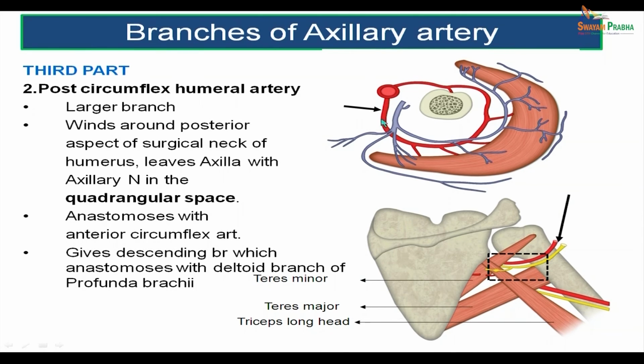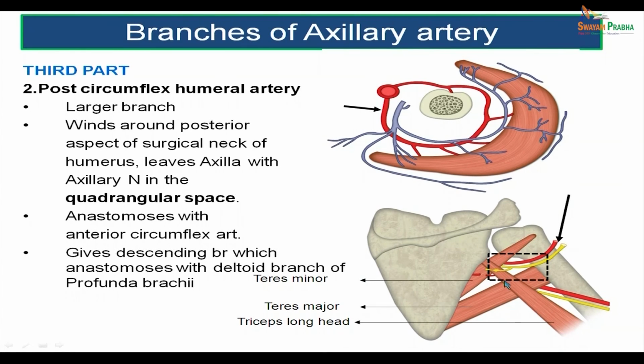It winds around the posterior aspect of the surgical neck of the humerus and it leaves the axilla through a space called the quadrangular space. This is the scapula, this is the humerus. We are seeing the posterior aspect. Above, we have the teres minor, in the lower part we have the teres major, and this is the long head of triceps.